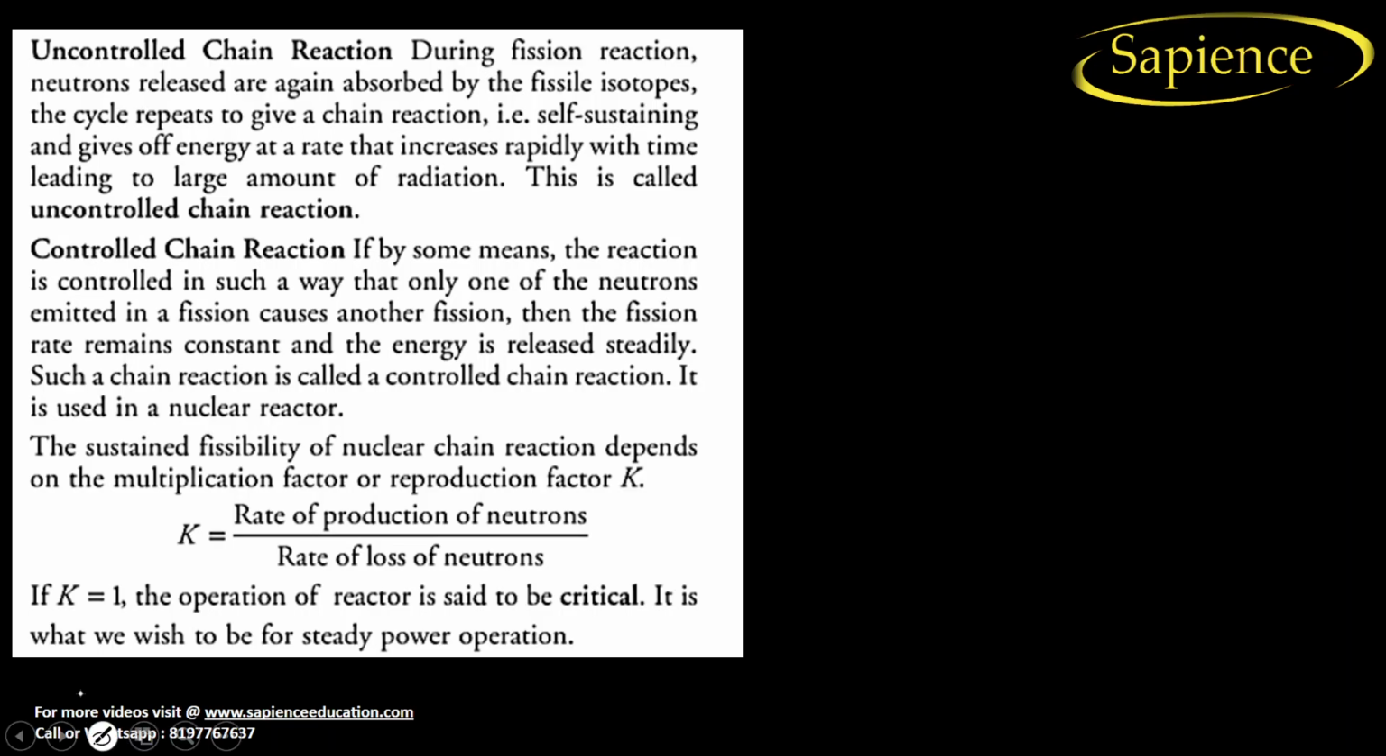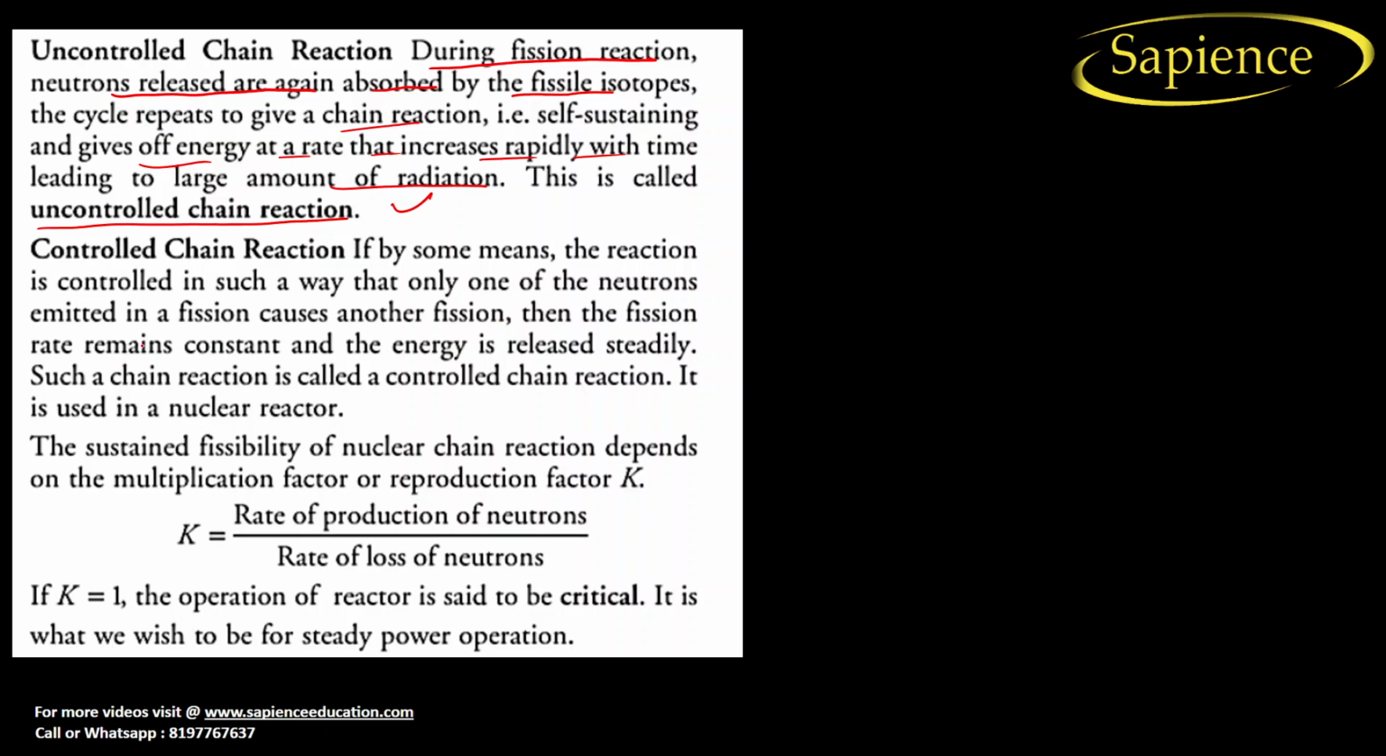Now, since this is an uncontrolled chain reaction, during the fission reaction the neutrons released are again absorbed by the fissile isotopes, and the cycle repeats and gives the chain reaction. It is self-sustaining and gives off energy at a rate that increases rapidly with time, leading to a large amount of radiation. This is called an uncontrolled chain reaction, and it is of no use. It is only of use for destruction purposes.